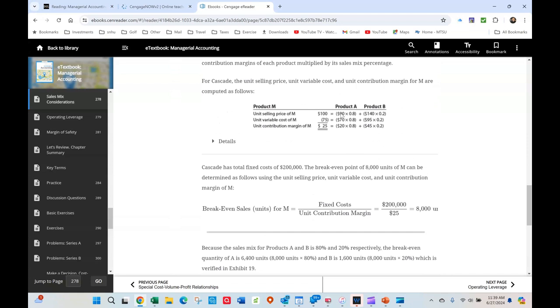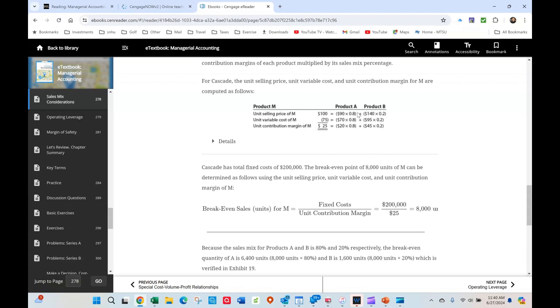So here is the breakdown of selling price of M. So you have the product A, $90 is the selling price times 0.8 because that's 80% of it. And then you've got product B. So basically, again, it's the product times the percentage, and add those together. And so your unit contribution margin is M.